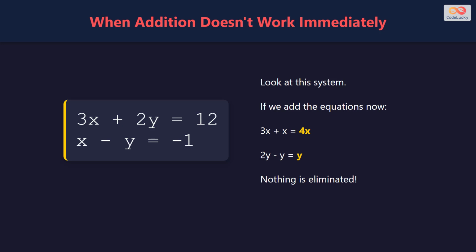Take a look at this system. We have 3x plus 2y equals 12 and x minus y equals -1. If we just add them together right now, we get 4x plus 1y. Nothing gets eliminated. We are stuck with two variables, which we cannot solve directly.